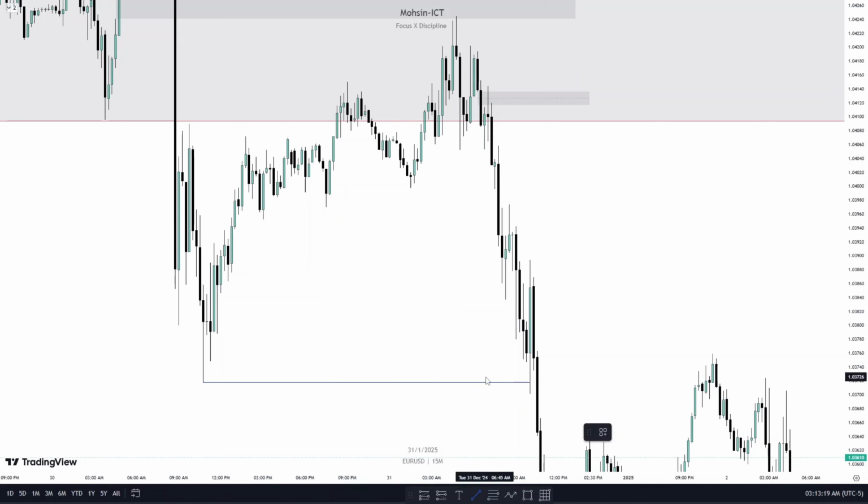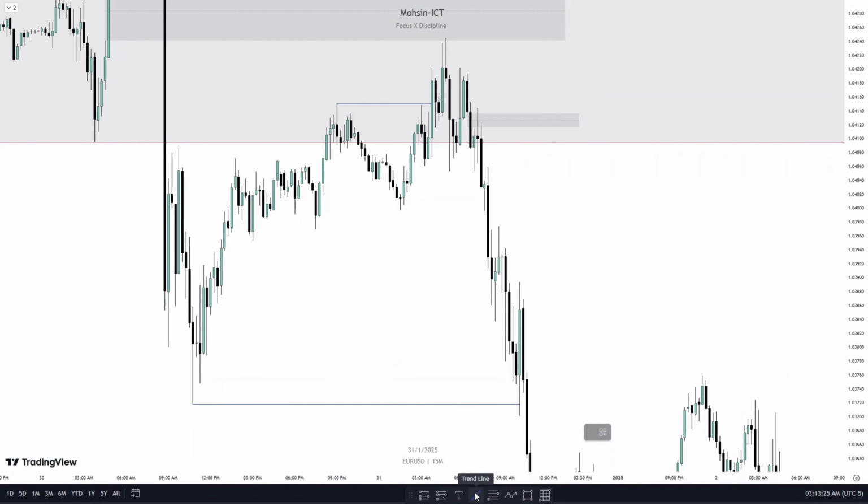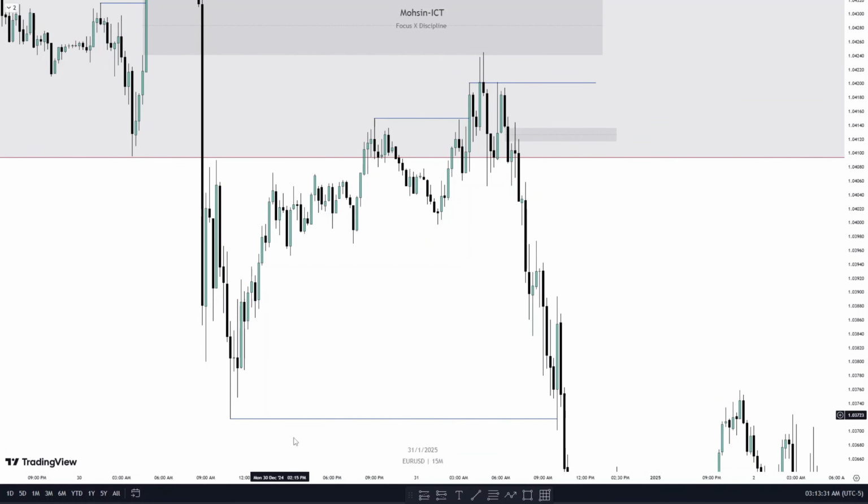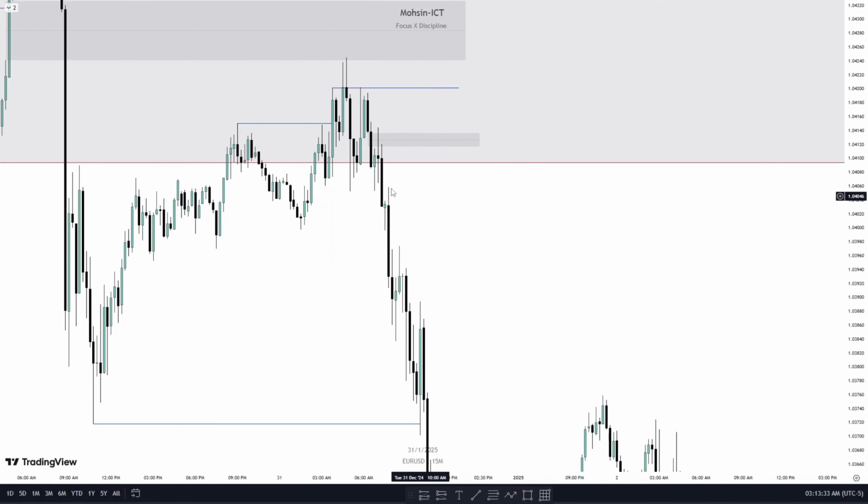As I told you, the fair value gaps will always form the stop rate. You see, that's our stop rate right here. We have taken the buy side liquidity and we are going to the sell side liquidity. And we enter through this fair value gap right here with this candle.